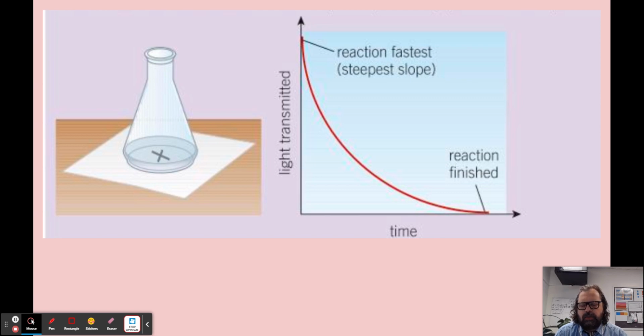So at the start, when the solutions are at their most transparent, the most light gets through, and as the reaction progresses, the solution gets cloudier and cloudier, and the amount of light transmitted through the solution gets less and less. You would have changed a factor and measured how long it took until you could no longer see the cross. So again, we could change the concentration of sodium thiosulfate, we could change the temperature, and we could see the effect of changing that factor on how long the X is no longer visible for.